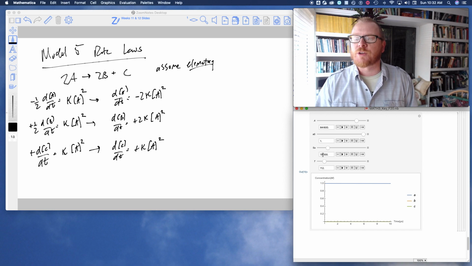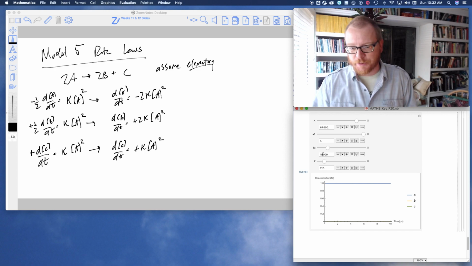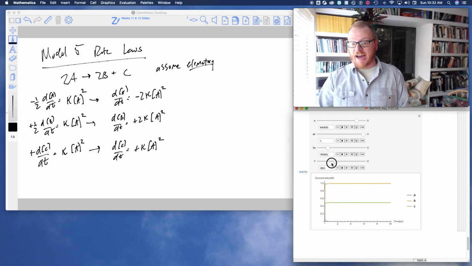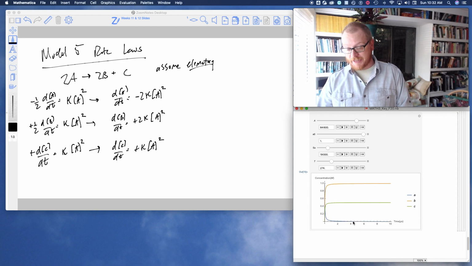So let me start over. For 19 kilojoule, room temperature is definitely sufficiently high to make this react over like 1 microsecond. Okay? But for that same 19 kilojoule activation energy, at 100 Kelvin, it's not changing.